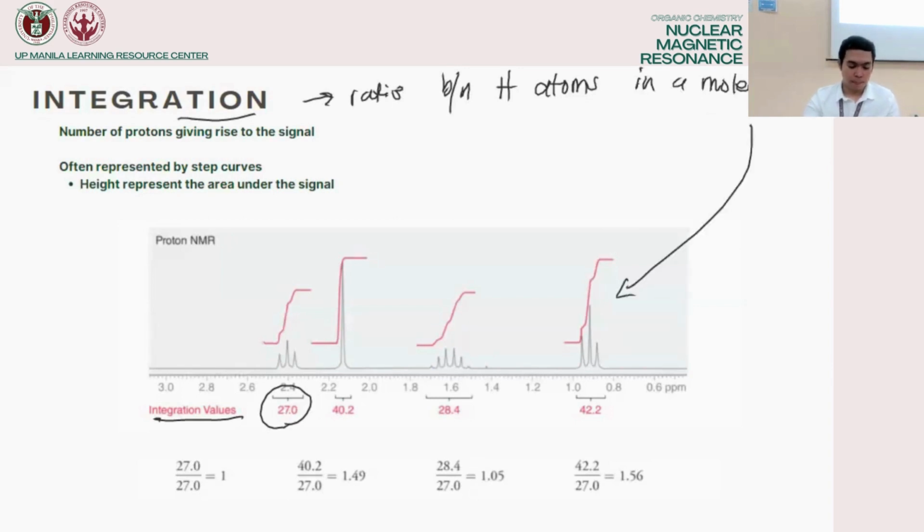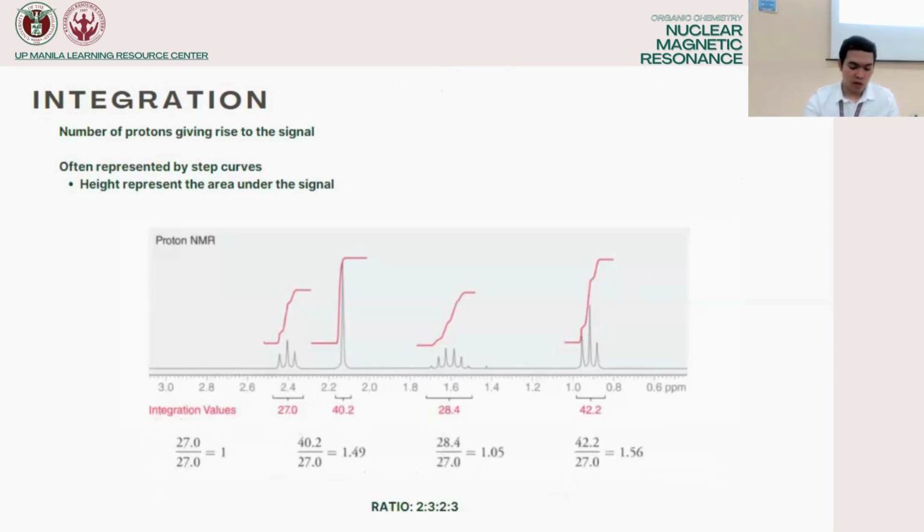O sige. Since ito ang ratios na bigay na, no? Yan ang ratio. So these are your integration values. Yan ang ratios mo. Your final ratio would be, bakit 2:3 is to 2:3? Anong ginawa natin? We just multiply this by 2. Ito ay given. Given yan. So, your integration values are always given.